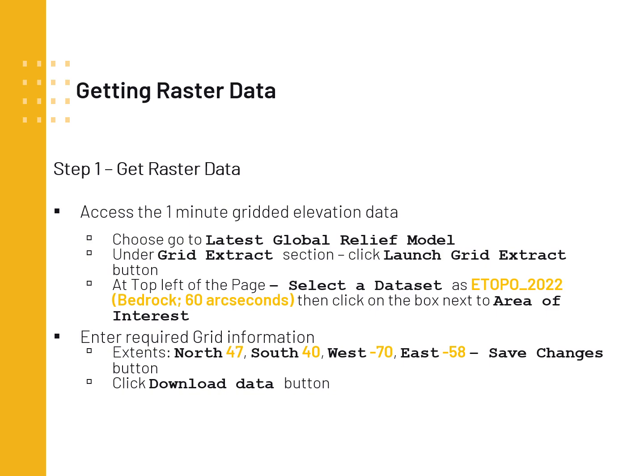This is going to open a brand new page. At the top of the page, select the dataset as eTopo_2022 Bedrock 60 arc seconds. Then click on the box next to the area of interest. This is going to bring up a pop-up on your screen where you can input the area that we're interested in. So the northern extent should be 47, the southern extent 40, the western extent -70, the eastern extent -58. Then click the Save Changes button. Then click on the Download Data button and your data will begin downloading.